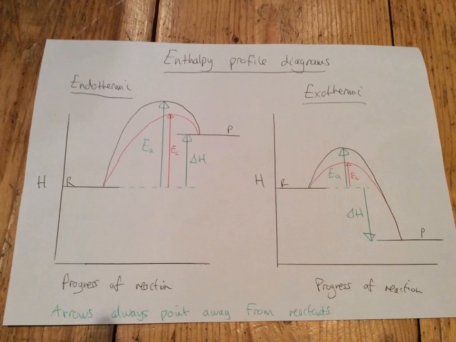As well, just to point out, that sentence in green at the bottom is definitely worth remembering, because one of the biggest mistakes with this is people who get the arrows the wrong way round. So if you remember that sentence at the bottom, arrows always point away from the reactants, that'll really help with that.